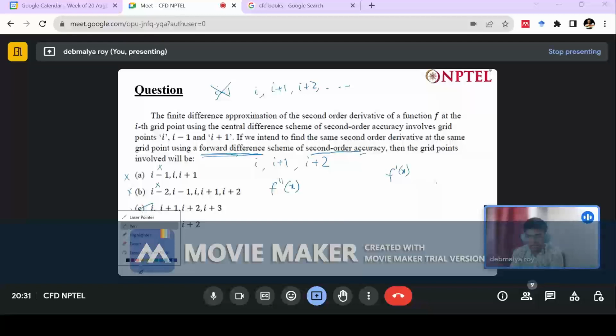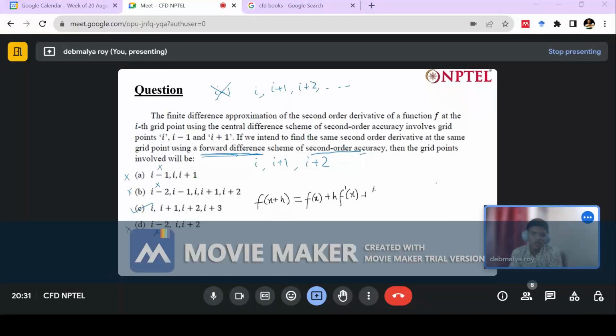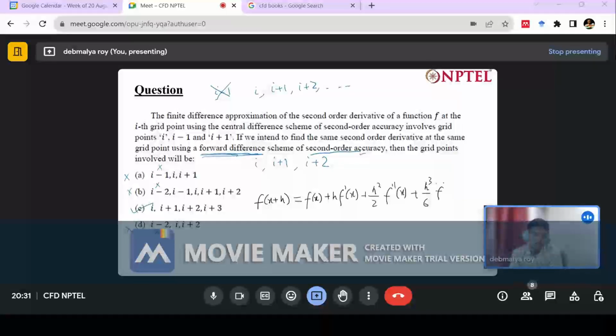So let's try to understand this. Let me start over and first write down the Taylor series expansion of f of x plus h. So I have f of x plus h f dash x plus h square by 2 f double dash x. Let me write one more term, h cube by 6 f triple dash.